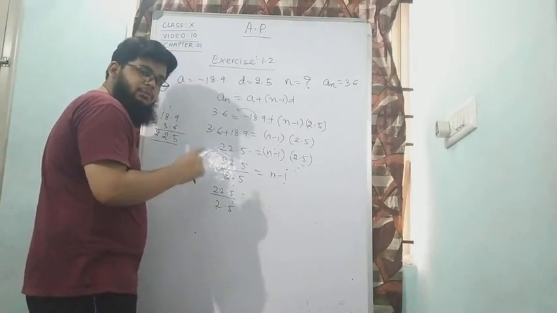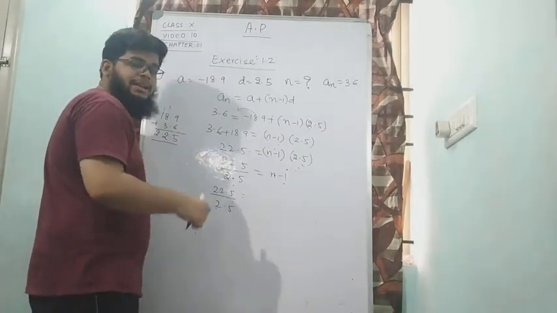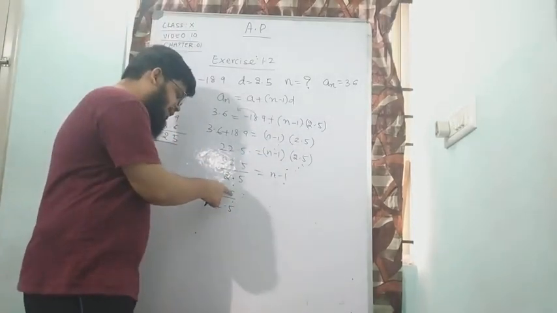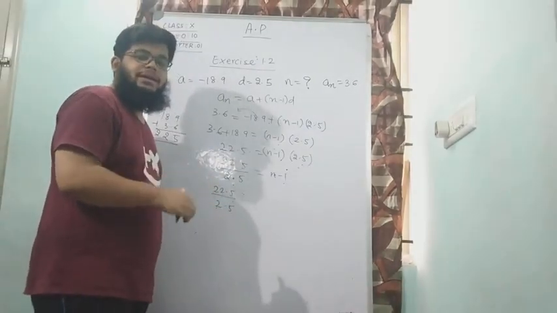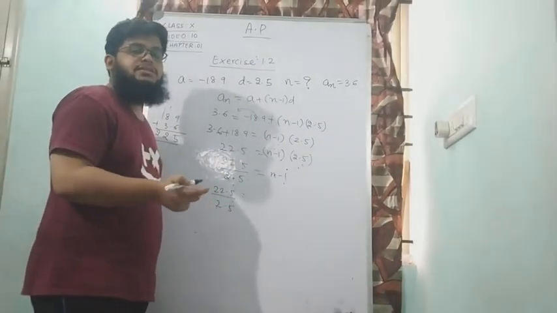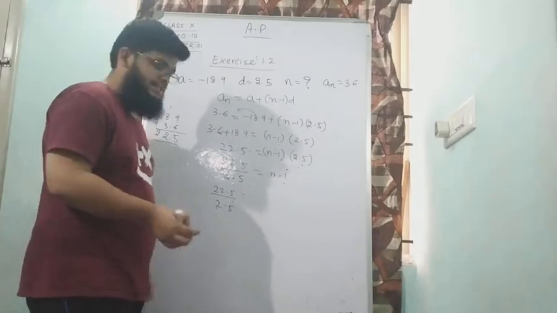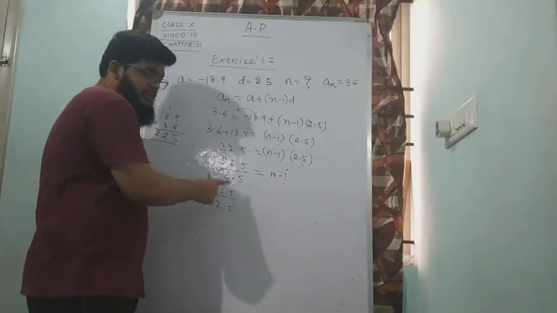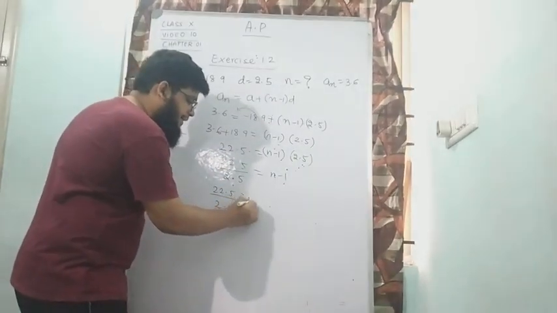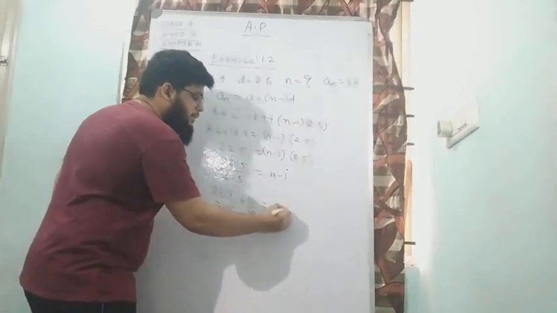If I have a decimal point after one number, I should multiply and divide by 10. If I have a decimal point after two numbers, I should multiply and divide by 100. If I have it after three numbers, then I should multiply and divide by 1000. It depends. Right now the decimal point is only after one number, so I will multiply and divide by 10, is equal to n minus 1.